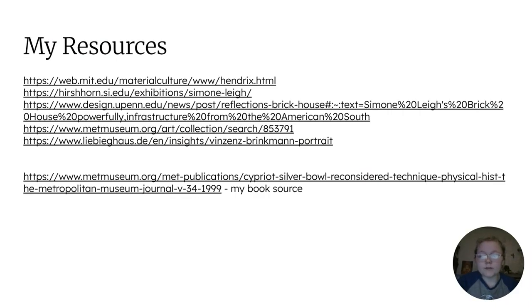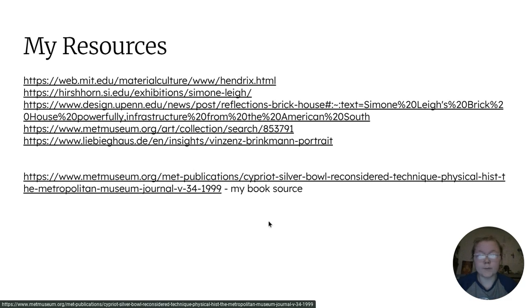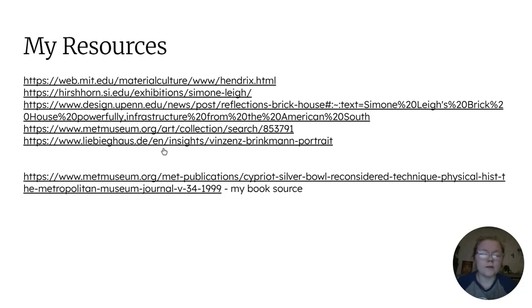And these are my resources. So you have the book source right here, A Cypriot Silver Bowl Reconsidered, on the Met website. You can go and check it out. I believe they're still renting out that volume and you're able to see it in PDF format. And we also have information right here on Vinzenz Brinkmann, on what I learned about him. And then this one right here is the website link to the marble head of the elderly woman sculpture that I used to reinterpret in modern times with polychromy.